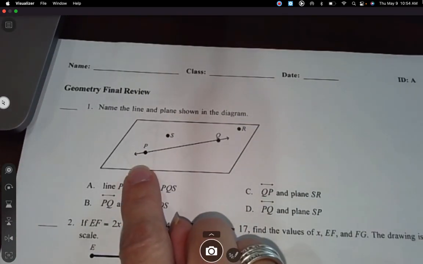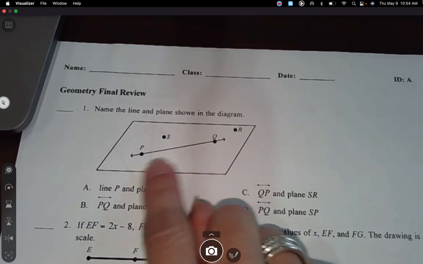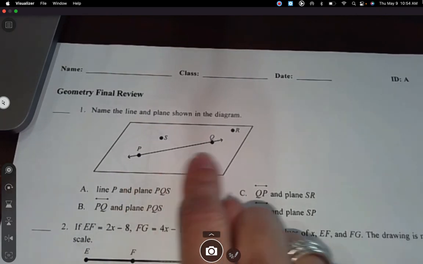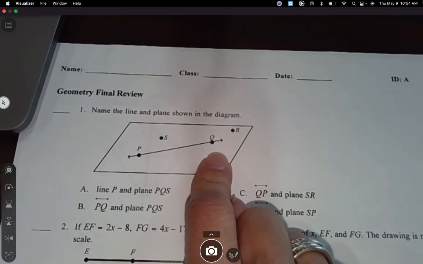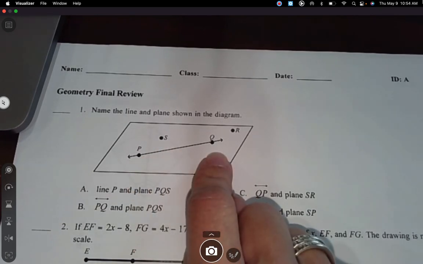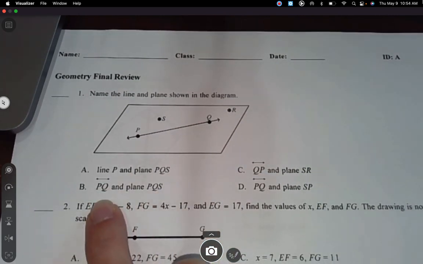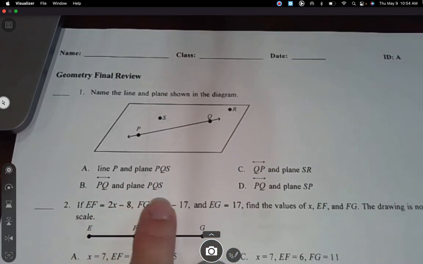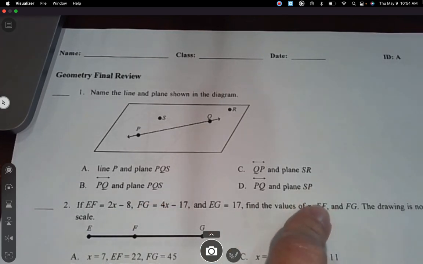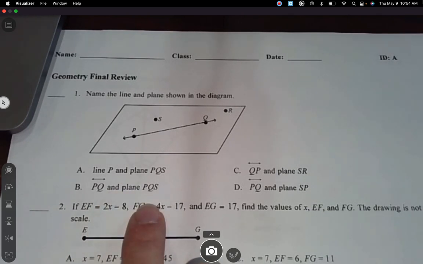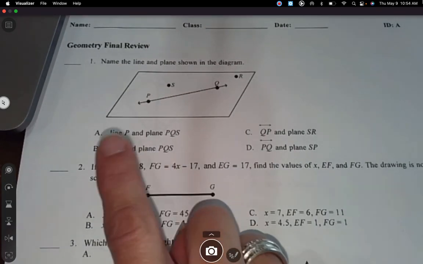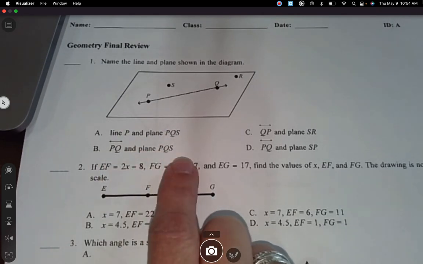Okay. A line has 2 points. So PQ or QP, that's the same thing. That's 2 points, so that's our line. Now a plane has to have 3 points. So PQ and another. Your only answer, a line with 2 and a plane with 3, is B. See how C and D are 2 and 2? That's not right. If the answer was PQ and then PQR, that would have been fine too. You're just looking for 2 points and 3 points.